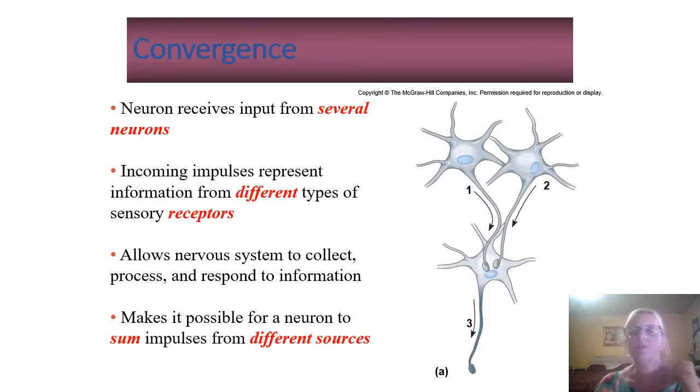All right, so here's an example of convergence. You can see you have two neurons here that are sending a message to one. So there is one receiving. So it's receiving input from several neurons. The impulses represent information from different types of sensory receptors, and this lets us collect and process and respond to information. Makes it possible for a neuron to sum those together from a different source.